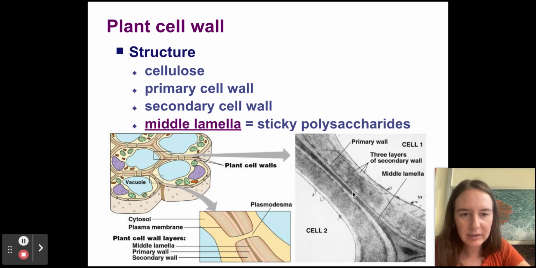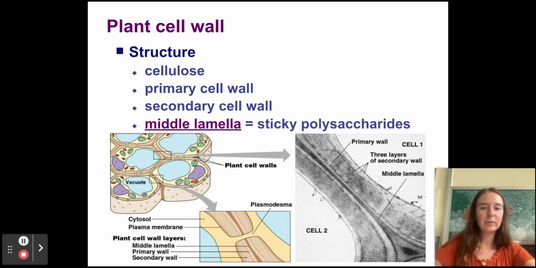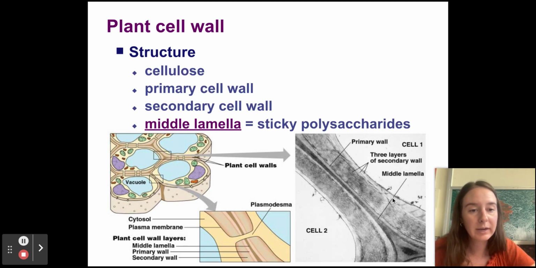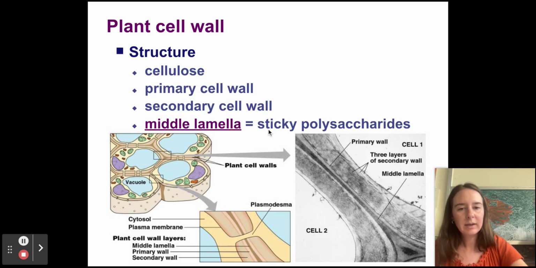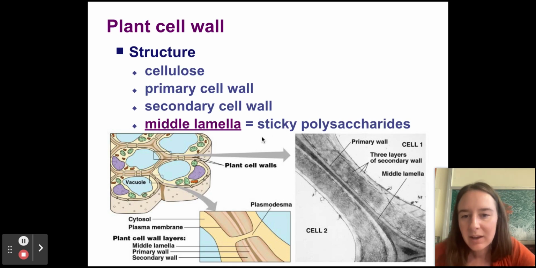Then you have the secondary cell wall. So it's kind of next to the primary cell wall. And there can be multiple layers. Plant cells that are a little tougher or harder, like wood, have multiple layers of secondary cell wall. And then in the center, you have the middle lamella, and the lamella is basically the part between two cell walls, and that's made up of a bunch of sticky polysaccharides, so sugars, and that's in between.